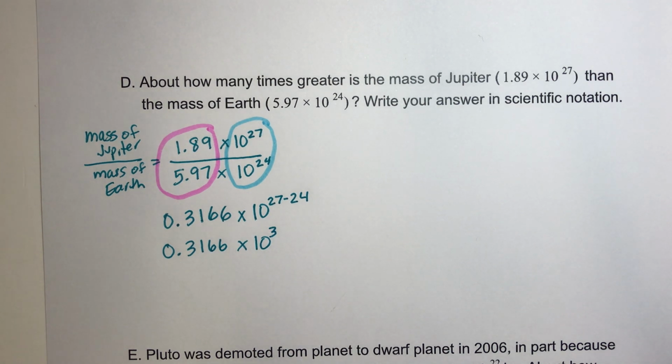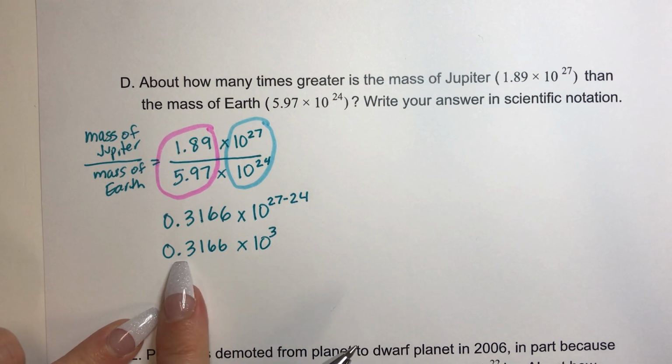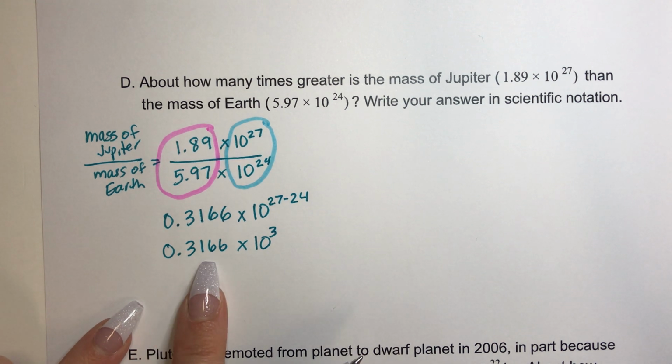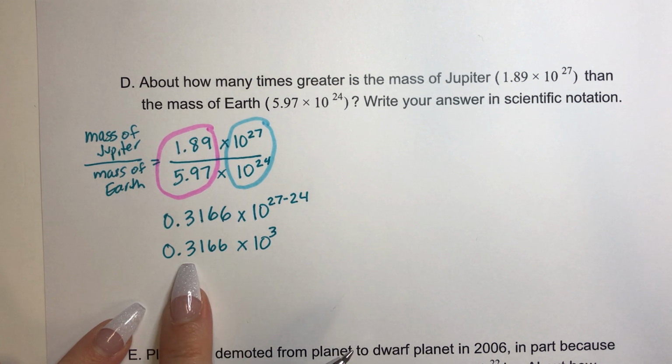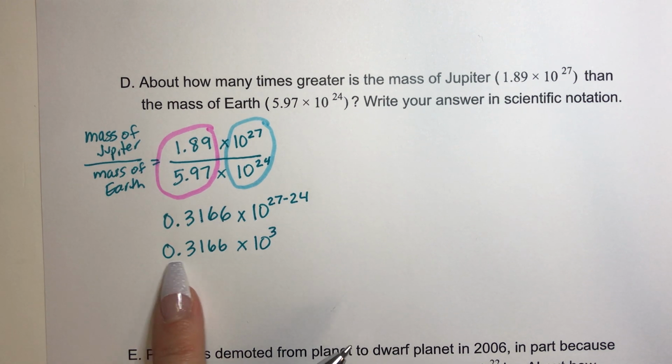Perfect. Okay, now the question is, this kind of looks like scientific notation, but is this number between 1 and 10? And it is not, right? So does this number need to get bigger or smaller? It needs to get bigger. In order for us to get it bigger, we're going to have to multiply this number by 10.